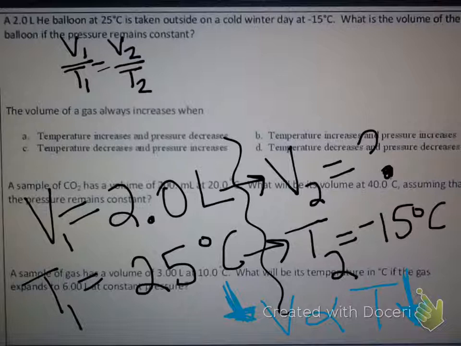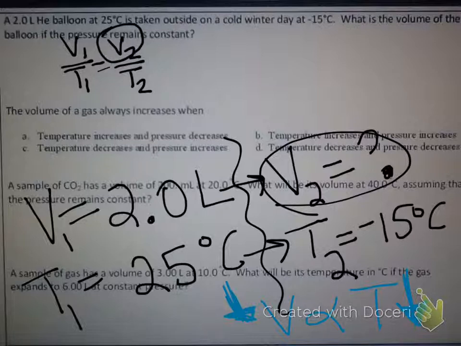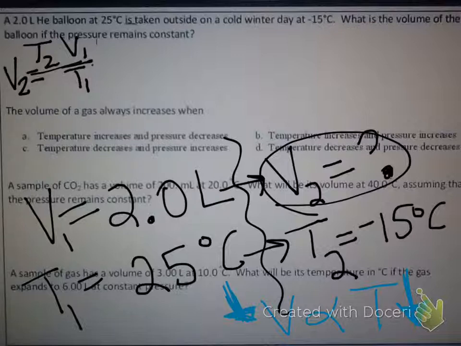Now, what was our unknown here? Our unknown was volume 2. So I'm going to rearrange this equation using my common algebra skills that I'm so awesome at, and I'm sure you are too. I'm going to multiply both sides by T2. So I've got a T2 over T2, and I'm going to put a T2 in my numerator. Now I've got that volume 2 equals T2 V1 over T1. So I've just used my common algebra skills to rearrange this equation for V2.